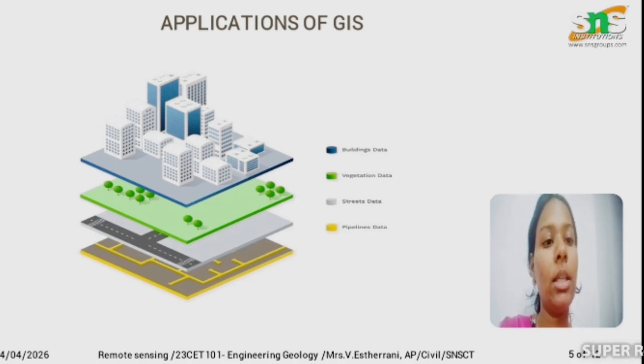Next one is the street data. Street data is nothing but the mapping of the area. Next one is the pipelines, where the pipeline starts and where the distribution lines start. It is the summary of the pipeline data. These are a few applications of GIS.